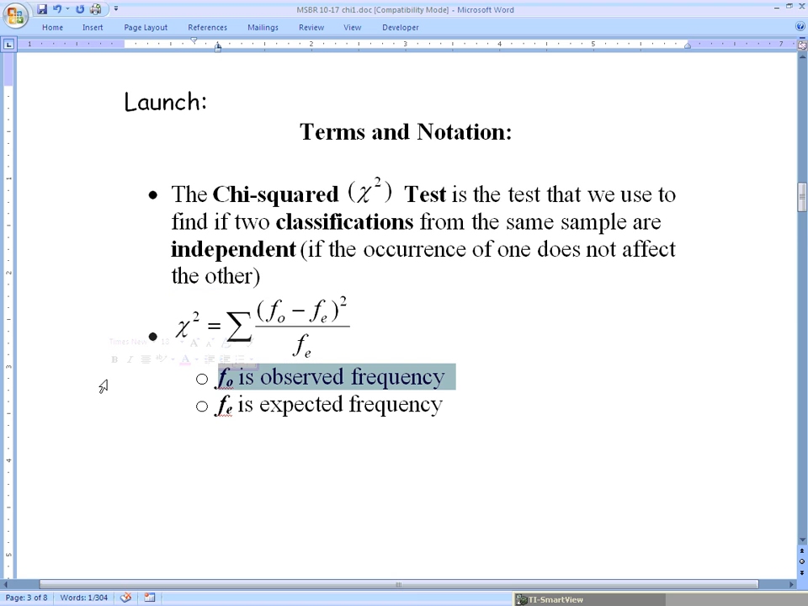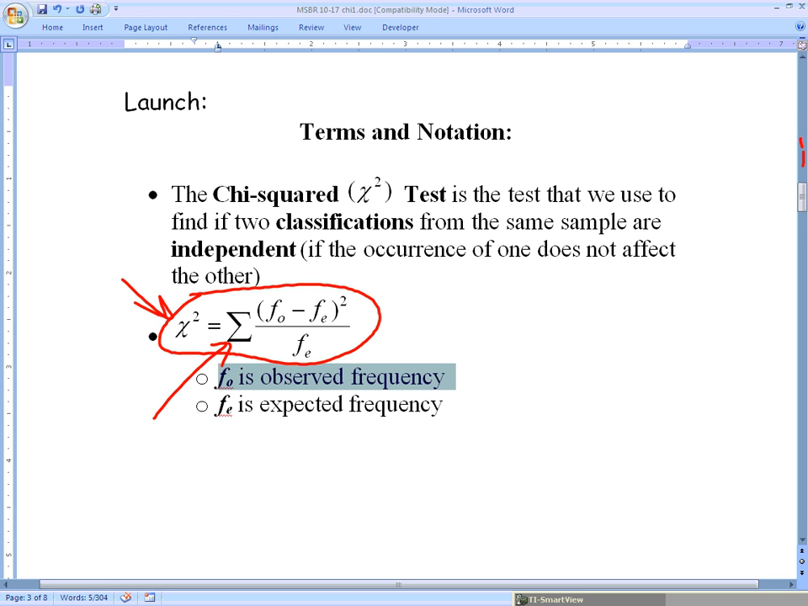It reminds me a little bit of the formula that we had for standard deviation because it's got all these fancy math, little Greek letters and things like that in there. So you've got the chi-squared, that's what we're finding. We're finding a chi-squared value. Then we've got this big old Greek letter here, which looks like a big E, but we know it's sigma, and we know that means sum, add up.